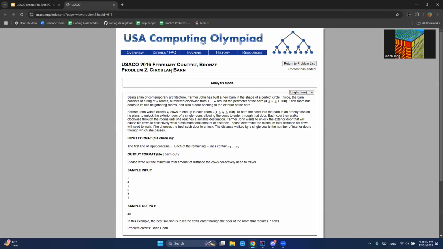So, the problem is this. Being a fan of contemporary architecture, Farmer John has built a new barn in the shape of a perfect circle. Inside, the barn consists of a ring of n rooms, numbered clockwise from 1 to n, around the perimeter of the barn. So that just means it's kind of like a circle where this is one, two, three, four, and it continues on to n, and then n goes back to one.